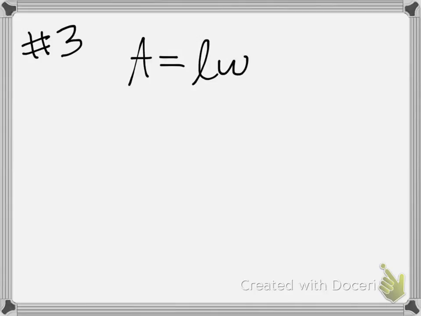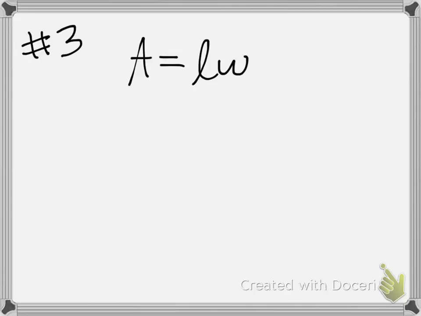Okay, so let's take a look at number 3. Number 3 says Grizzly Park is a rectangular park with an area of 24 square miles. The park is 3 miles wide. What is the length in miles? So if you remember, to find the area of a rectangle, area equals length times width.